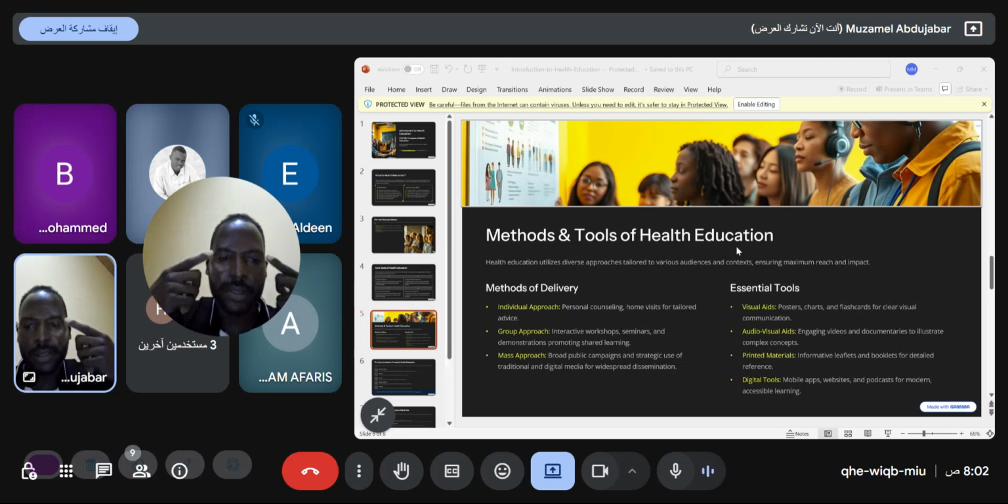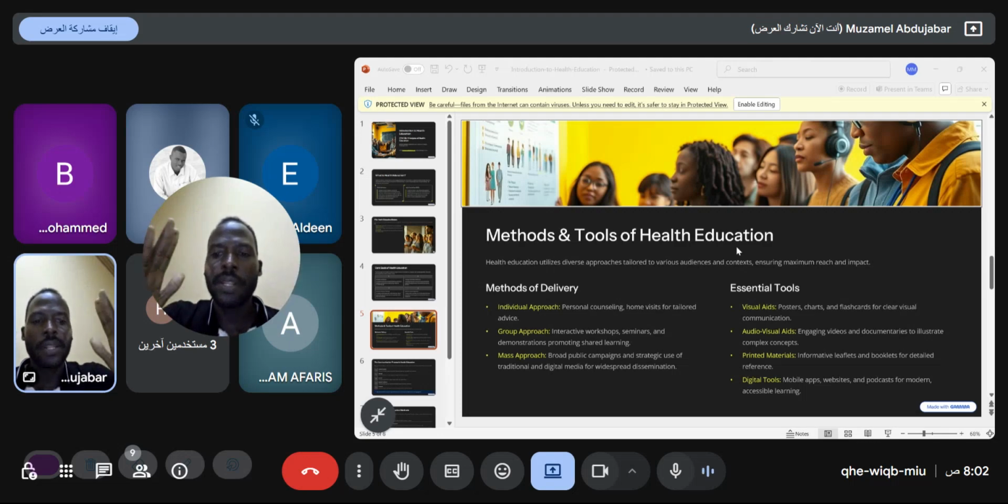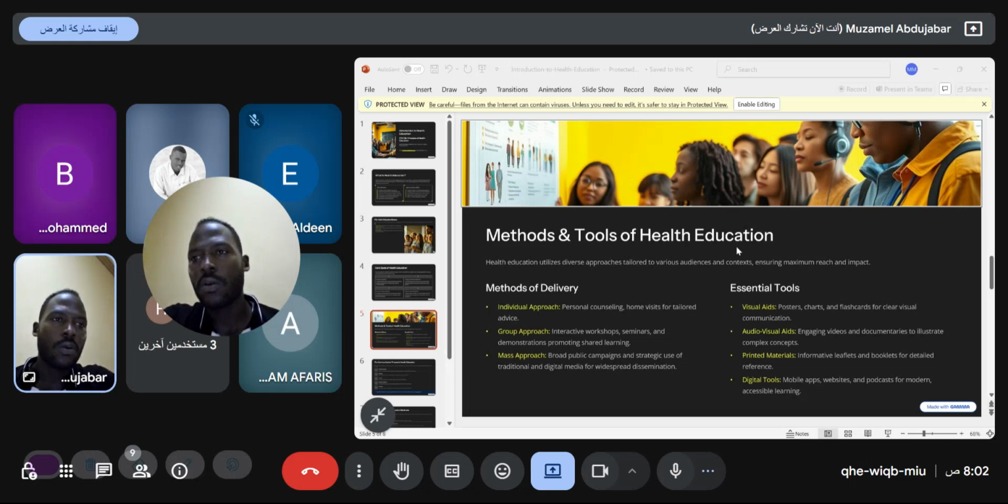One of them is visual, which you can see with your eyes. Audiovisual, like video, you can see and hear. The third one is printed material, like a page where you write the awareness message and send it to the people. The last one is digital tools, like Facebook, where you can find this information. This is the essential material. Now let us go to the next slide.